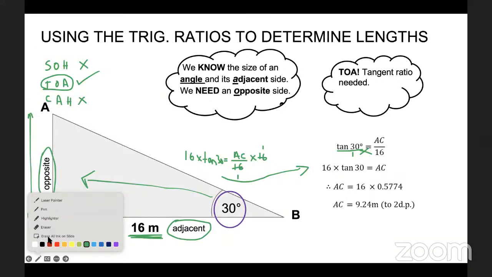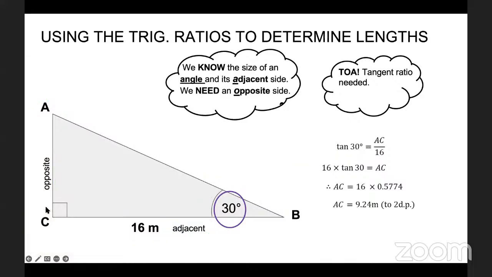And pretty much after we have 16 times tan 30 equal AC, we would just work out the calculation. So we'd put in the value for tan 30, multiply it by 16, and it gives you 9.24 meters. Everybody there? Yes, Miss. All right. Let us move on to the next one.